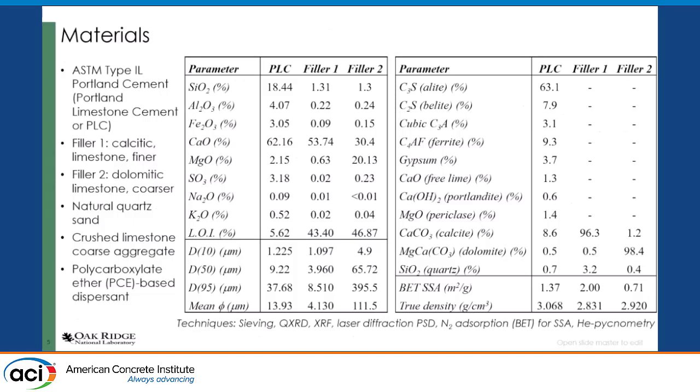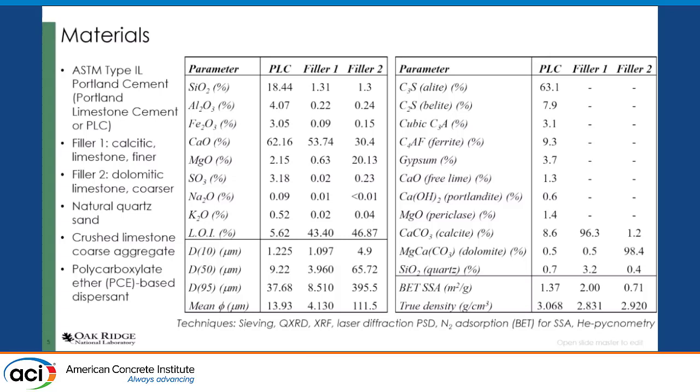So what we did here, the experimental part, we are working with type 1L. All the precast producers are being pushed to use 1L, so that's what we use here. We have two fillers, one fine filler of calcitic nature, and one coarser, a dolomitic one. We have a natural quartz sand, crushed limestone as coarse aggregate, and polycarboxylate-based dispersants.